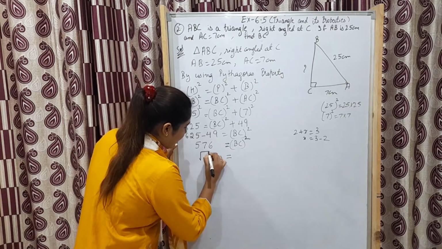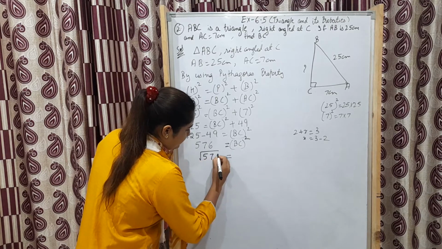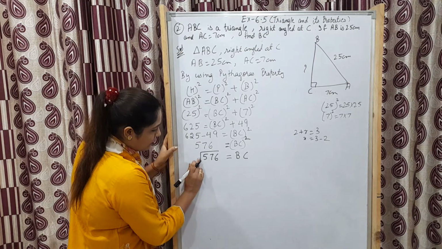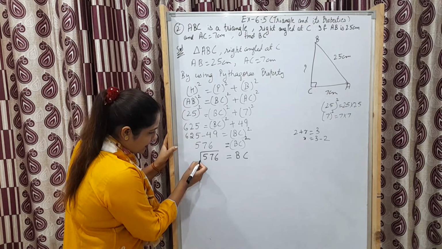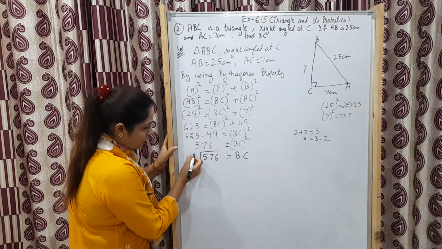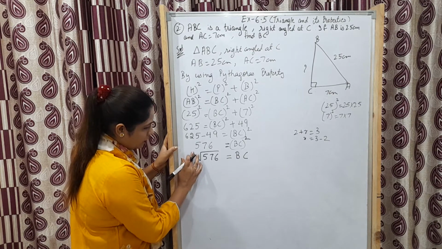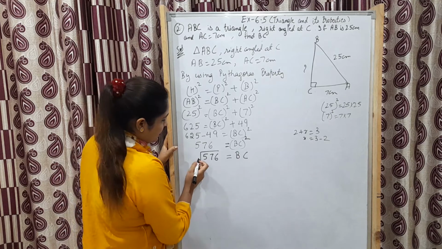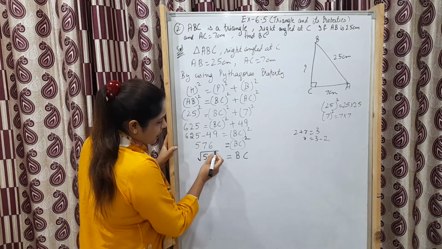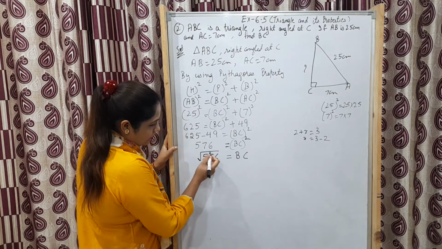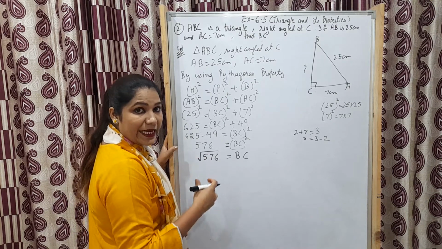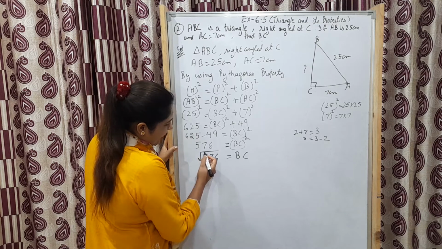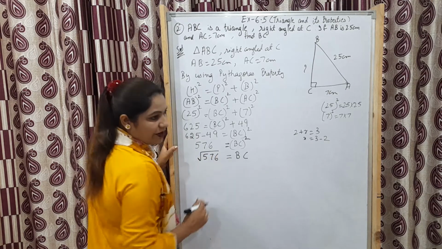So this is the sign of square root. BC, this is the sign of square root. Don't make it so big. It will look better if you write it slightly like this. This we call square root. We will do the details later on in the next chapter. Square root 576, that is the value of BC.